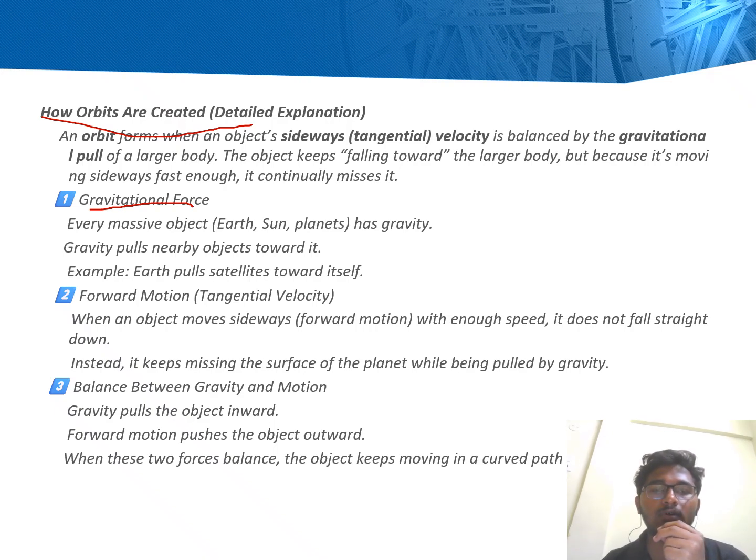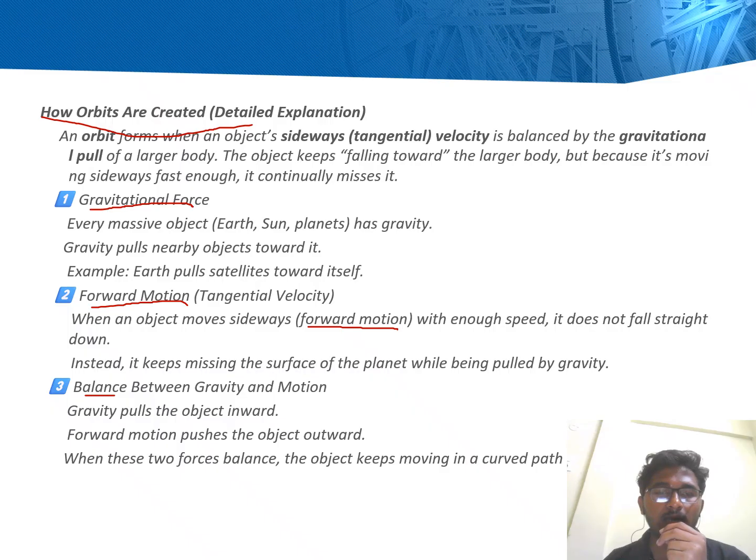And second one, forward motion. Tangential velocity is another name. When an object moves sideways, like forward motion, with enough speed, it does not fall straight down. Instead, it keeps missing the surface of the planet while being pulled by gravity.